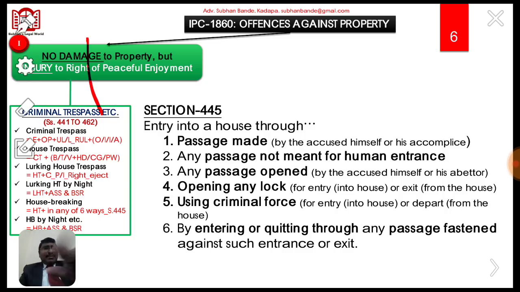Hence, there is no damage to the property, but it causes injury to the right of peaceful enjoyment of the lawful possession of the property. Whenever a person enters into the property of another person, certainly it causes some injury to the lawful right of the possession of the property, whether he may be the owner or tenant. It doesn't matter here. Such unlawful entry, or lawful entry but remaining there unlawfully, causes some injury to the right of peaceful enjoyment, but it does not cause any damage to the property.